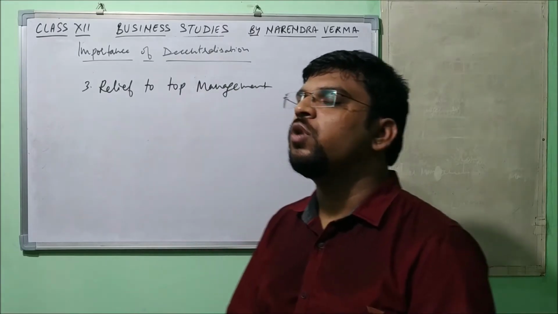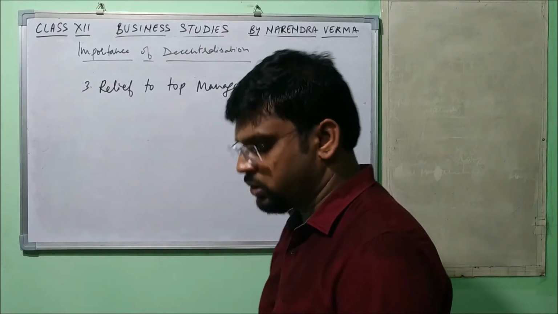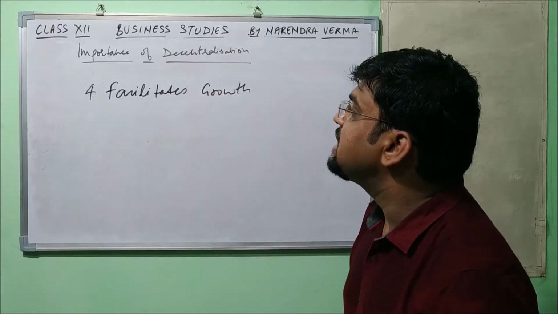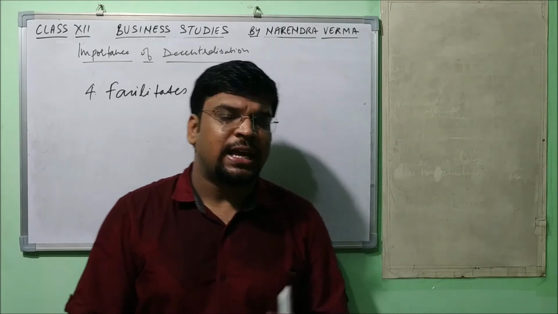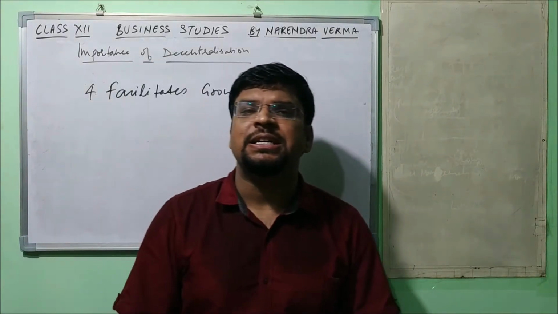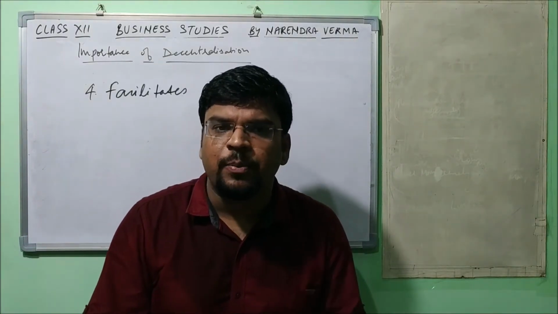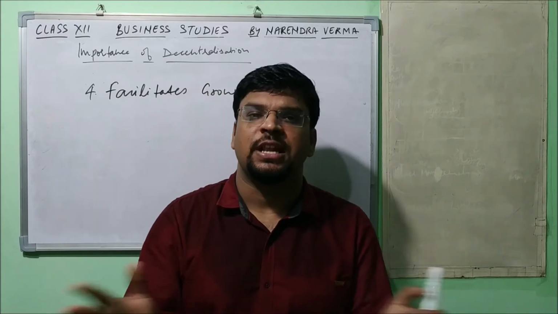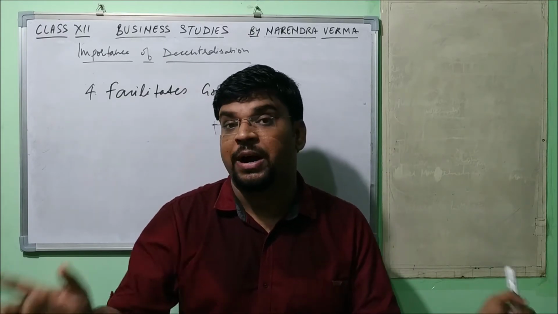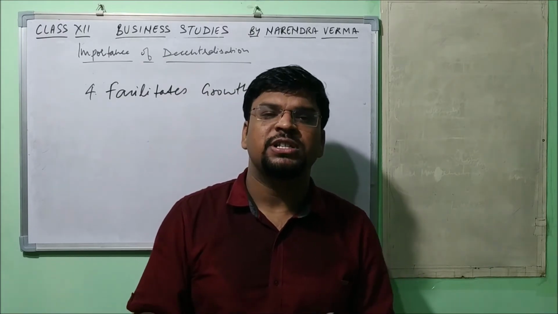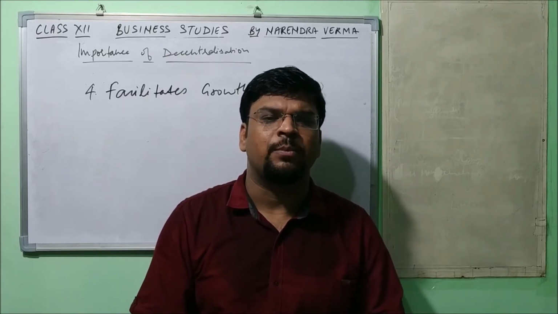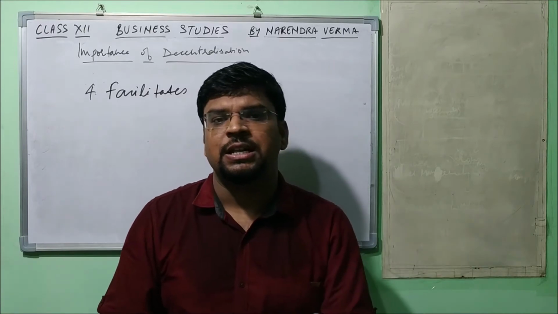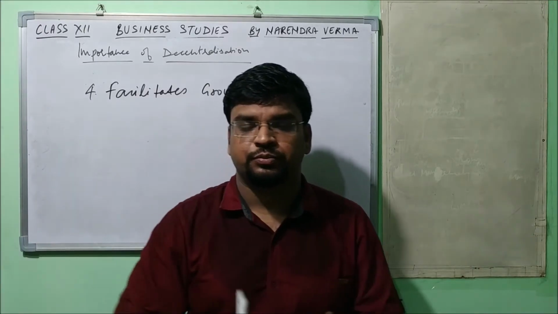Okay, now let's move on to another point of importance. So the next point is facilitates growth. See what happens, like we saw in the example under decentralization. The power is distributed at various levels in all the departments as well. So say for example, there are 4 departments in one organization. You can take the example of production, sales, purchase, and finance.